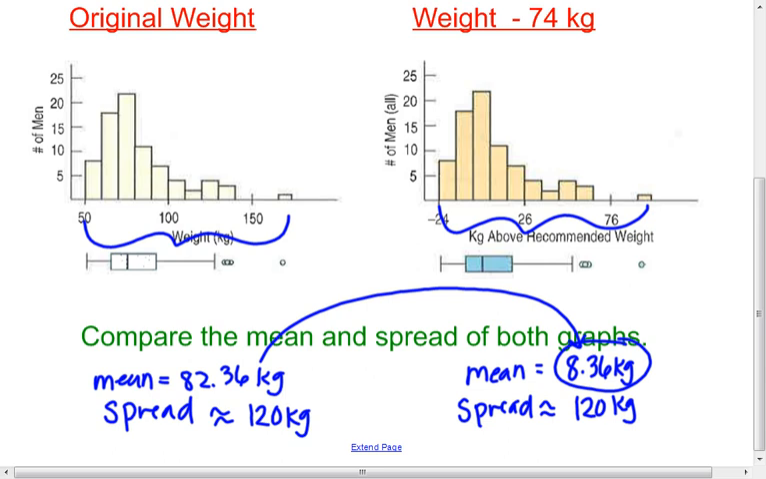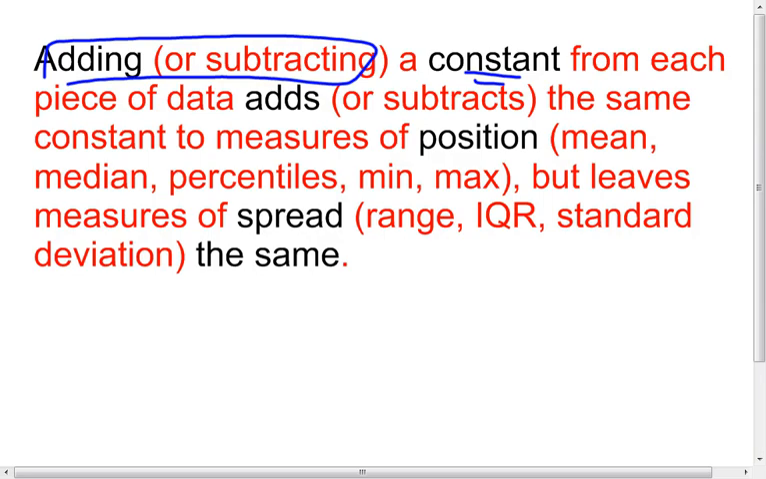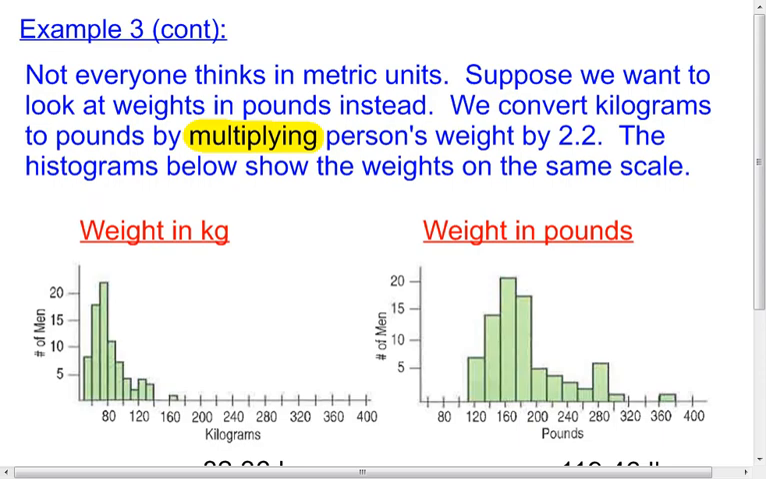Okay? If you look at the spread, they're about the same in each case. It doesn't change the difference between the highest and the lowest weights. The highest and the lowest weights are still going to be the same proportion apart. So the spread, or the standard deviation if we wanted to look at that, would be about the same in both cases. Okay, so that's when you add and subtract the same number to everything in the data set.